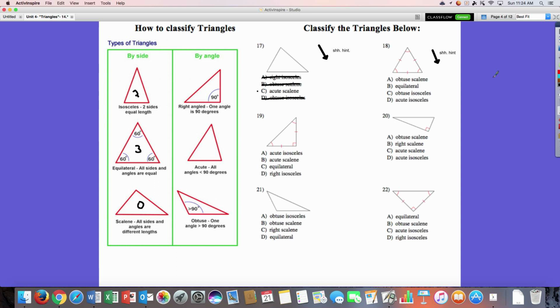Go ahead and hit pause right now and solve the rest of these problems. On the word banana, hit pause. Banana.